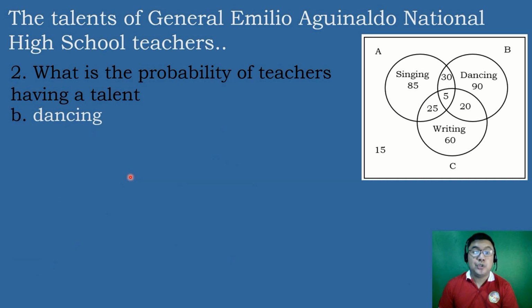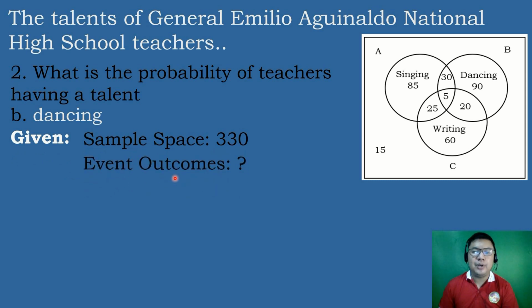The next question: what is the probability of teachers having a talent in dancing? This is also an example of simple probability, so we will be using the formula for simple probability, and we will identify the given. Again, the number of sample space is equal to 330, and we will get the number of event outcomes. The number of event outcomes is equal to event B, or circle B. All we need to do is add all the numbers inside circle B.